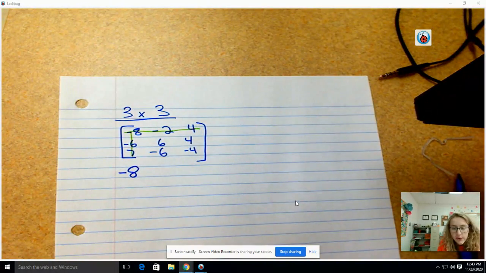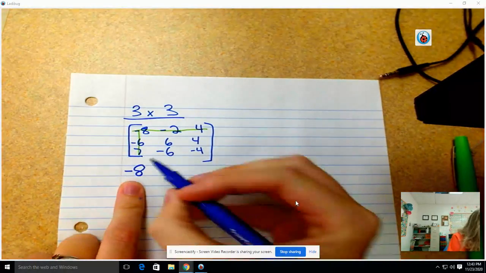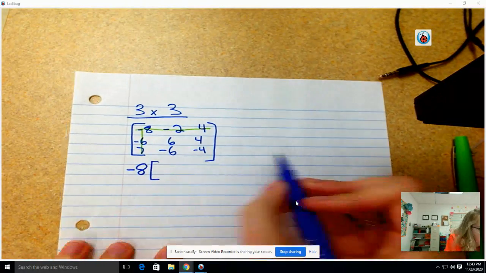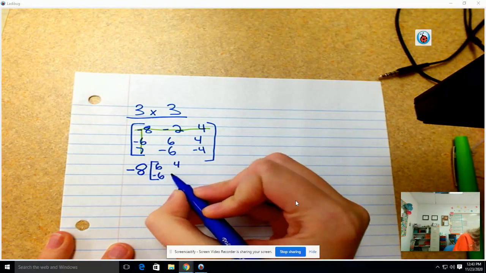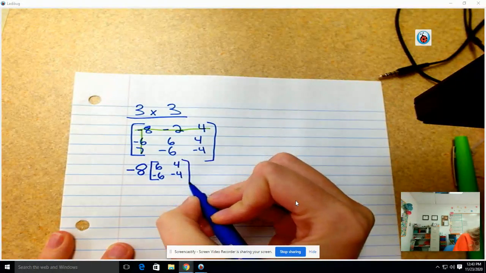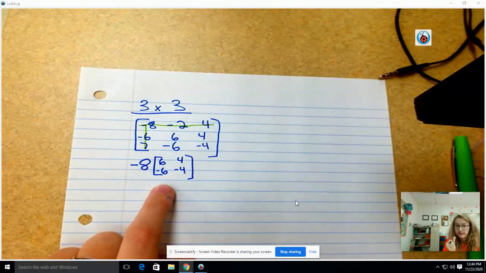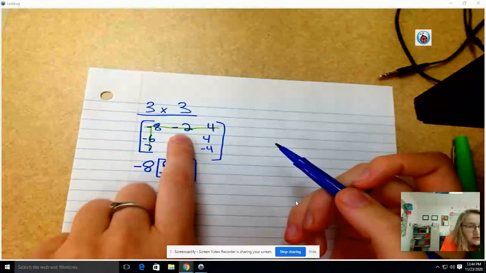So I did a light color, that way we can look back at what those numbers are later. So we're going to have -8, and we're going to multiply that by our new 2x2 matrix of this created. So this is going to be 6, 4, -6, -4. Then we're going to have to find the determinant of this little matrix, but we'll get there in a second. So once we get that, we're going to move to our second number.